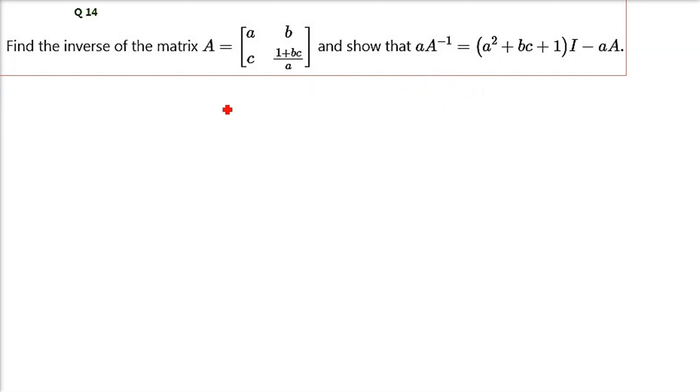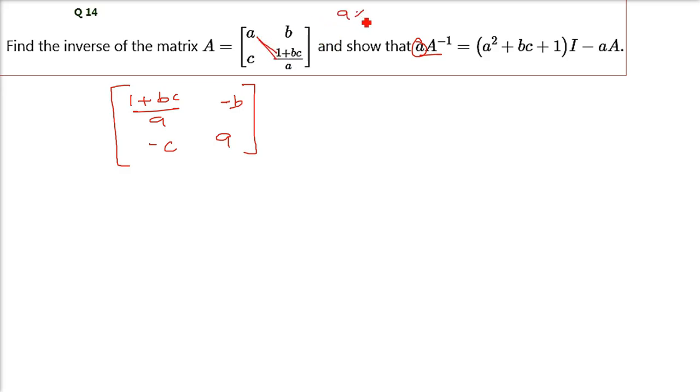Now the next one is also something like this, but since we don't have numbers, we have A and B, etc. We'll do it. A into A inverse. Let us find out the A inverse. Exchange the diagonal values. So 1 plus BC by A here, and then we will get A here. B and C signs we need to change, minus B, minus C. Now multiply it with A. We have just found out the adjoint, and we have to find out the determinant.